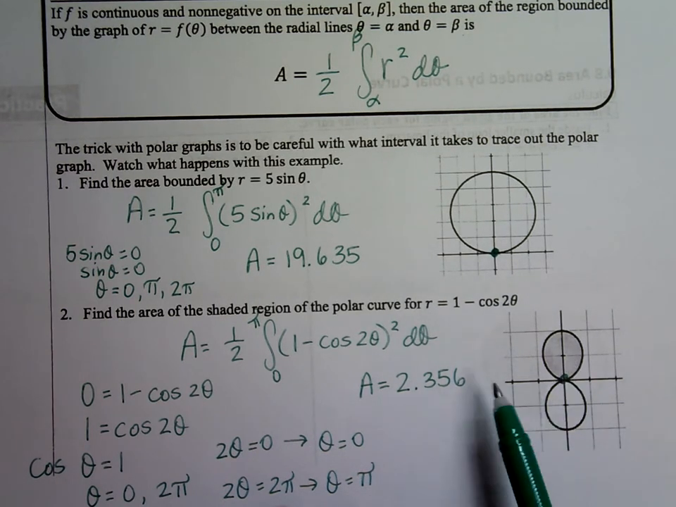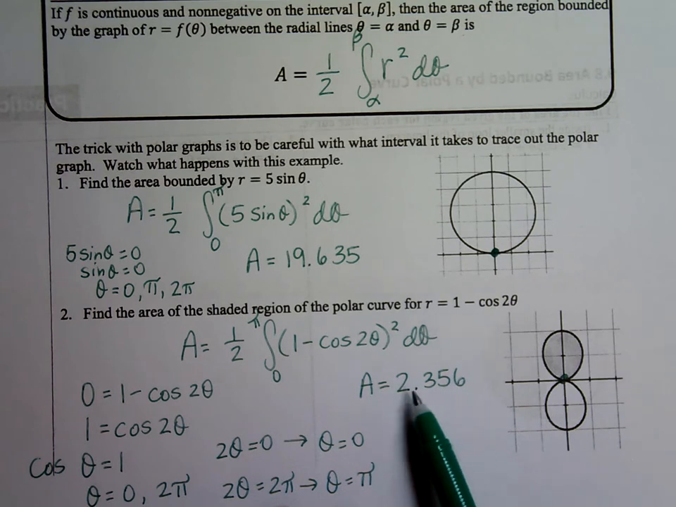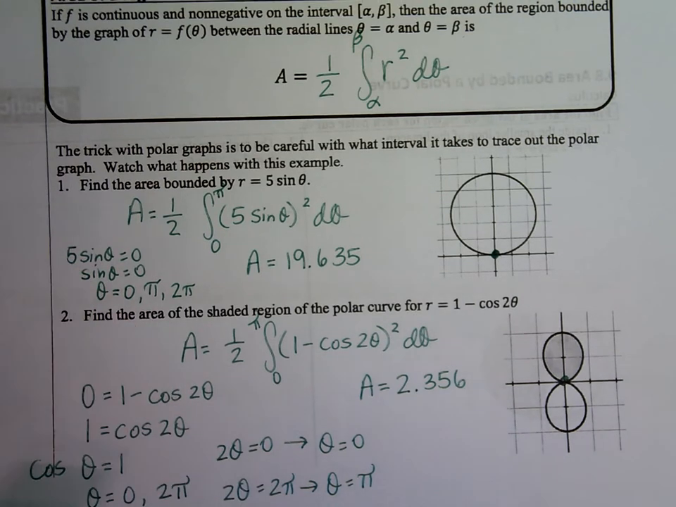There's a lot of symmetry involved in these questions. So you can use symmetry. If they wanted the area of the whole thing, just times it by 2 and you're good to go. Okay, there's example 2. Let's go to example 3.